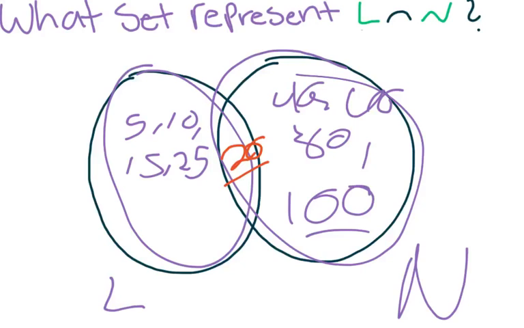Alright, so the answer after you do all that is this, watch. You get 20. And that equals L intersecting N.